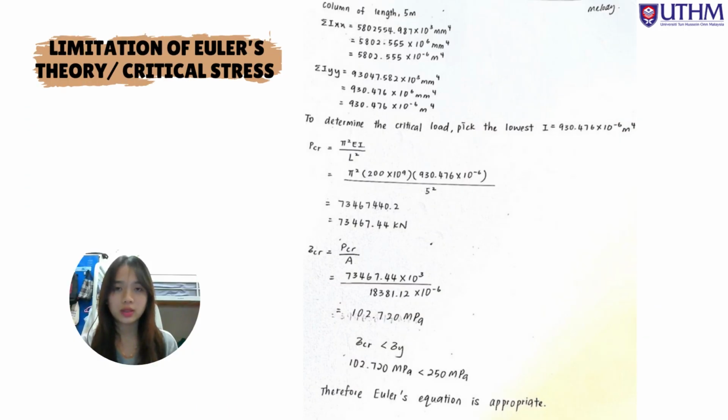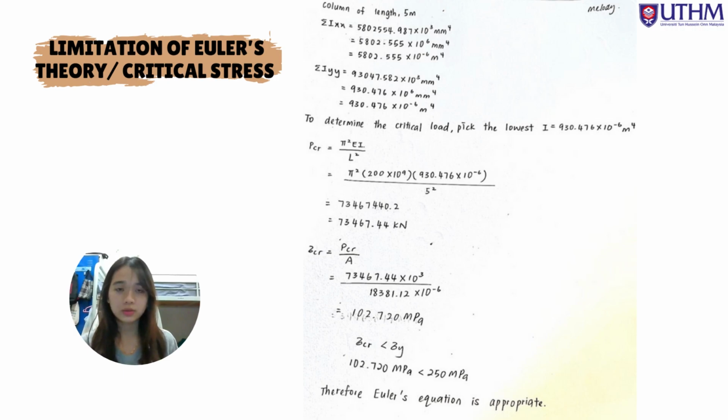This is how we calculate the limitation of Euler's theory or critical stress. We're using IXX, which is 5802.555 times 10 to the power of negative 6, and the total of IYY, which is 930.476 times 10 to the power of negative 6. To determine the critical load, we need to pick the lowest I, which is 930.476 times 10 to the power of negative 6.